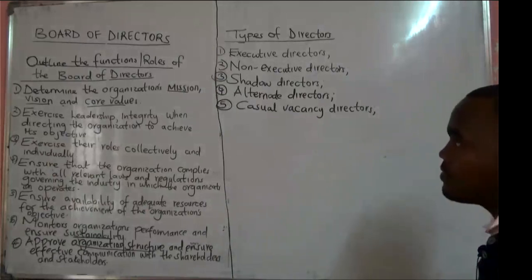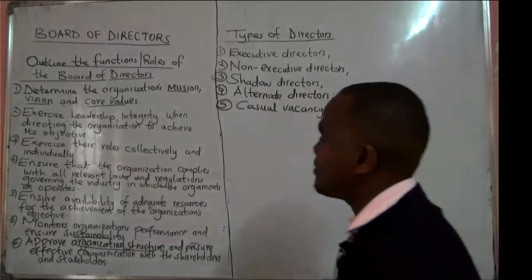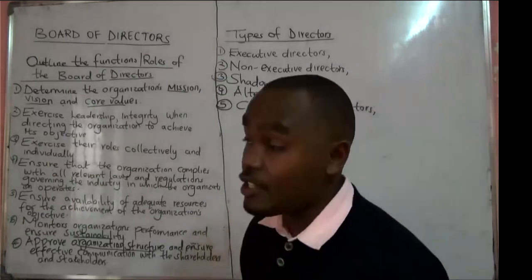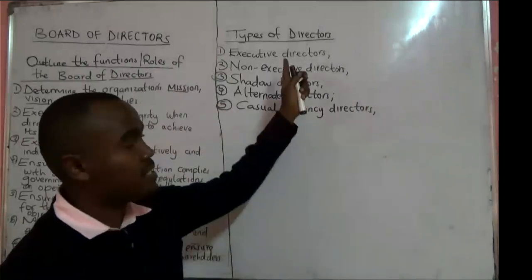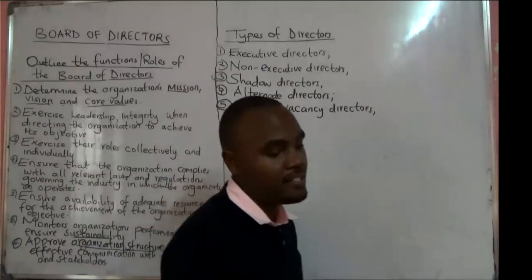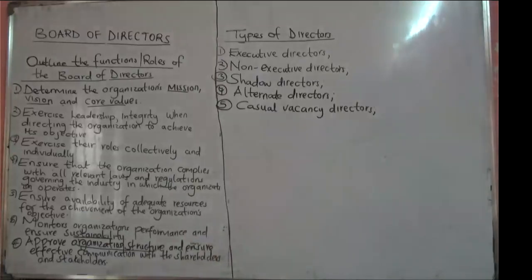So those are some of the types of directors that we can find in a company. It is in your past papers where the examiner has told you to explain different types of directors in an organization. So those are some of them that you can answer if you find that question.